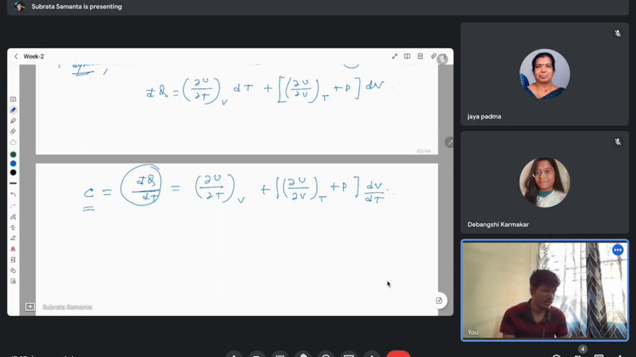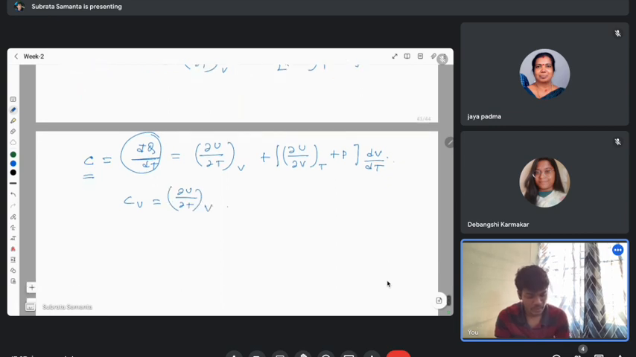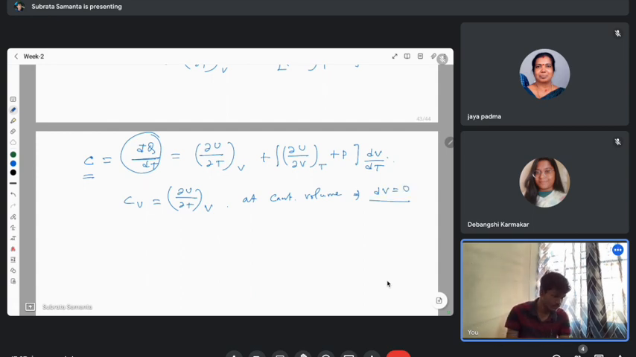Now we are going to the specific case, Cv, at constant volume. When we say constant volume, that means dV is 0, because volume is constant. So this is del u del t at constant V, okay, at constant volume, this implies that dV is 0.